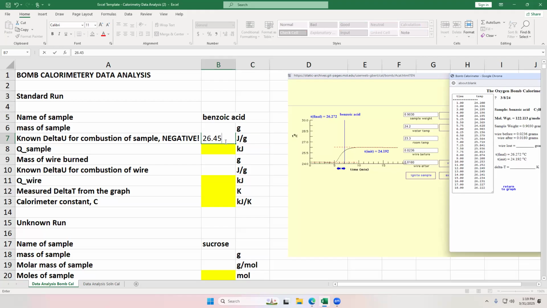Same. No, joules per gram would be different. Always. Okay, so let's see. It's a Q over sample, kilogram. This is negative. Q sample is, what was it? 26.454. Aha.